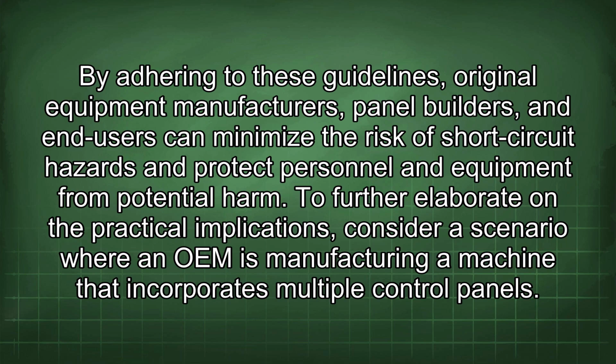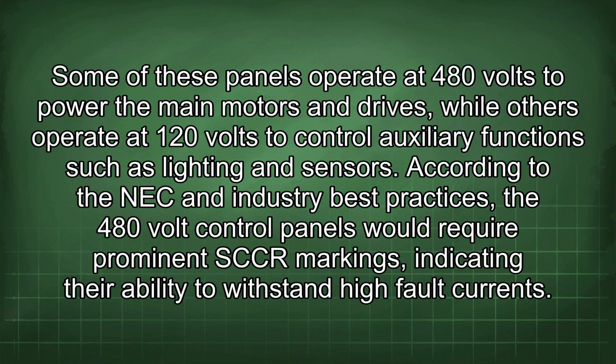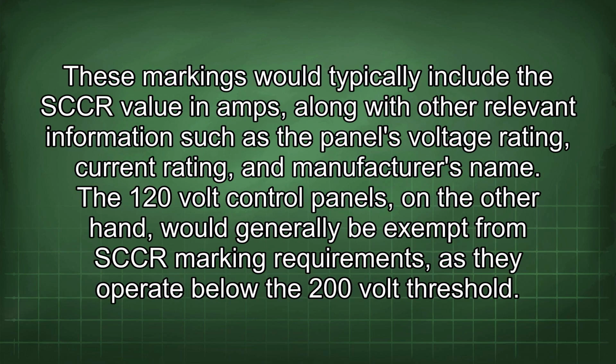To further elaborate on the practical implications, consider a scenario where an OEM is manufacturing a machine that incorporates multiple control panels. Some of these panels operate at 480 volts to power the main motors and drives, while others operate at 120 volts to control auxiliary functions such as lighting and sensors. According to the NEC and industry best practices, the 480-volt control panels would require prominent SCCR markings, indicating their ability to withstand high fault currents. These markings would typically include the SCCR value in amps, along with other relevant information such as the panel's voltage rating, current rating, and manufacturer's name.